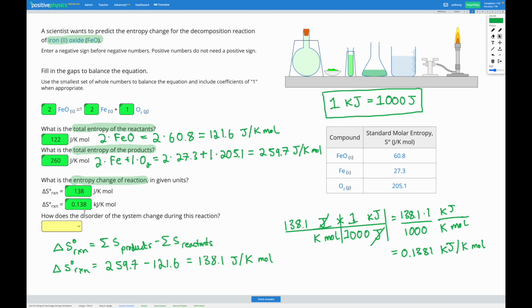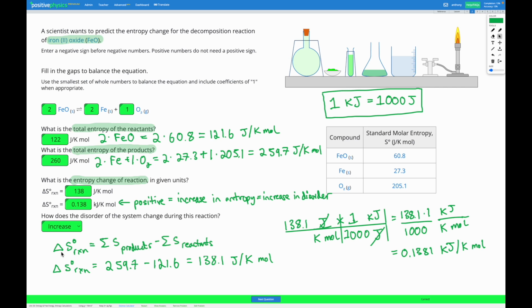Great. So finally we're asked, how does the disorder of the system change during this reaction? Well, our entropy change of reaction is positive, which means we have an increase in entropy. And entropy is a measure of disorder. So we have an increase in entropy, and we also have an increase in disorder. So how does the disorder of the system change during this reaction?